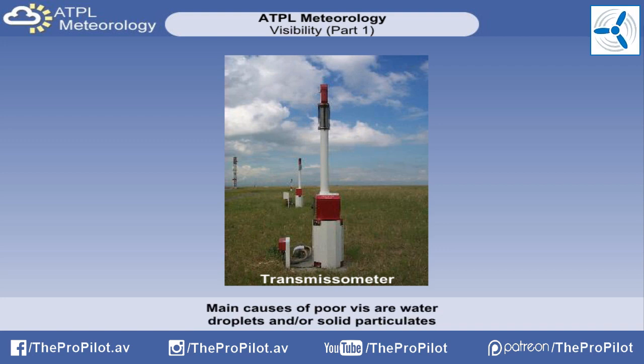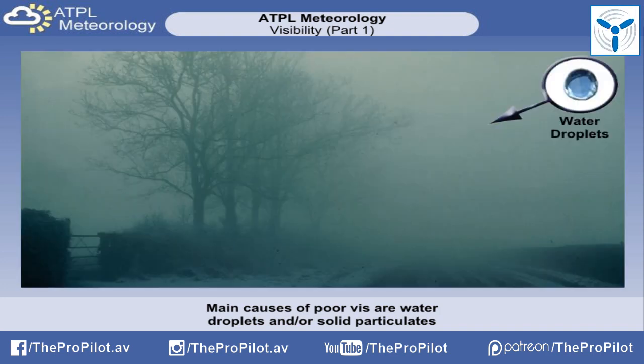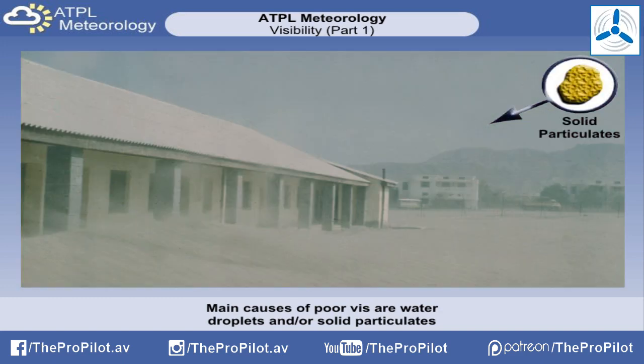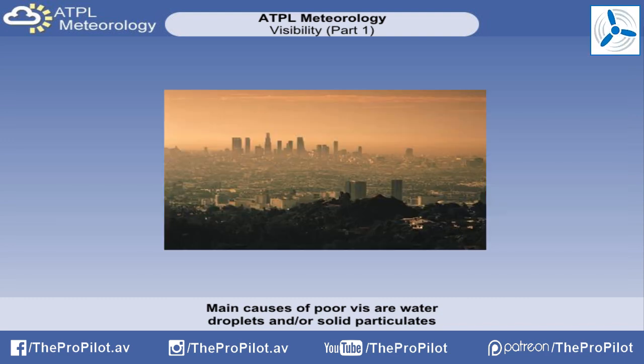The main causes of obscuration in the atmosphere which lead to poor visibility are water droplets, which can either be suspended, such as cloud, mist or fog, or be falling as precipitation, for example as snow, rain or drizzle. Alternatively, when solid particulates are present in the atmosphere, then the visibility will also be reduced. For example, dust, smoke or sand. We can also have a combination of solid matter and water droplets, sometimes referred to as smog.